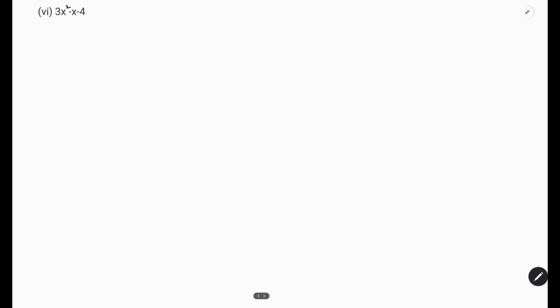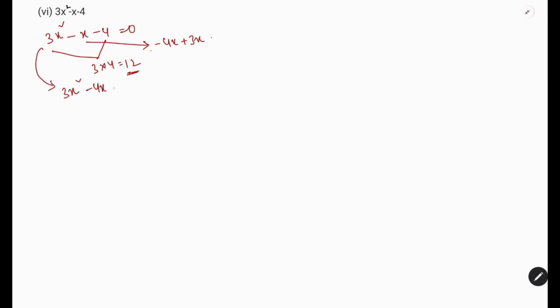Next one, 3x square minus x minus 4 equal to 0. Now multiply these two, 3 fours are 12. Now how do you express this middle term in terms of this? Minus 4x plus 3x. Now split this one: 3x square minus 4x plus 3x minus 4 equal to 0. Take x common, 3x minus 4. Take 1 common, 3x minus 4 equal to 0.